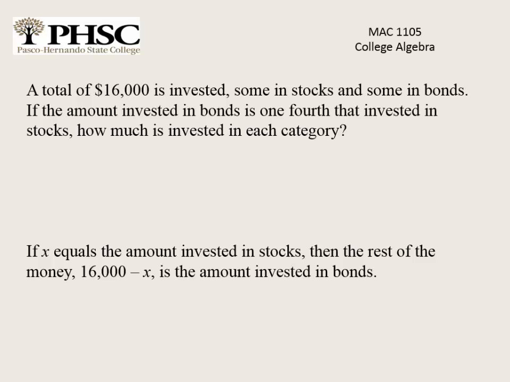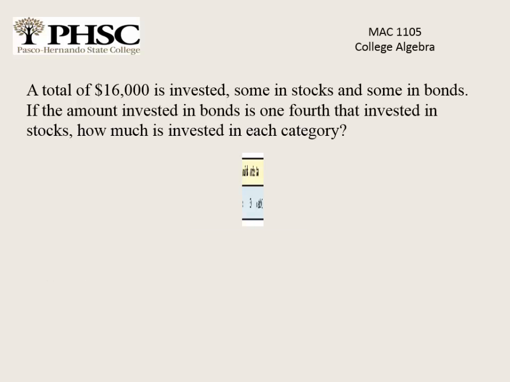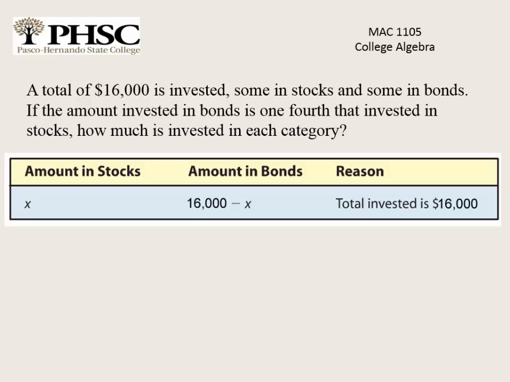Now, let's make X equal to the amount invested in stocks. Then the rest of the money, which is 16,000 minus X, is the amount that's invested in bonds. And so here we have amount in stocks is X, amount in bonds is 16,000 minus X. The reason is because the total invested is $16,000. So if I were to add these 2 together, I should end up back at 16,000.